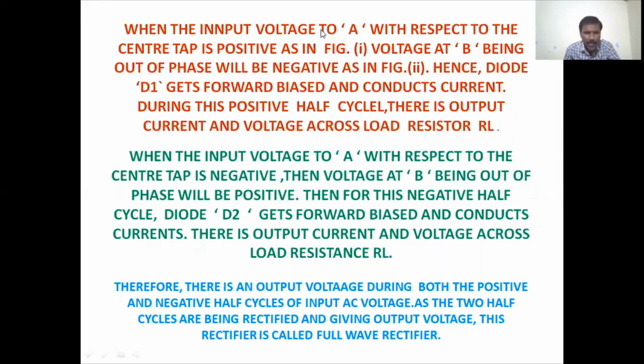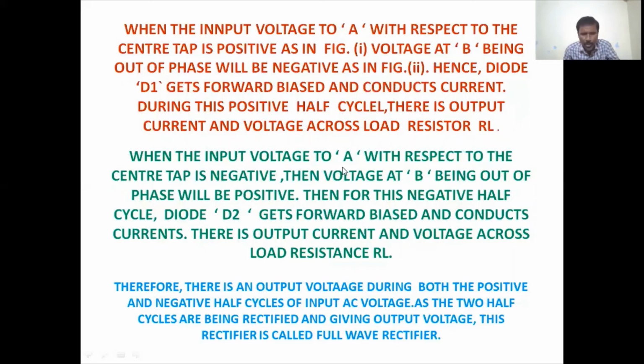Let us see the explanation of the diagram. When the input voltage at A with respect to the center tap is positive, as in figure 1, the voltage at B, being out of phase, will be negative, as in figure 2. Hence diode D1 gets forward biased and conducts current. During this positive half cycle, there is output current and voltage across the load resistor RL.